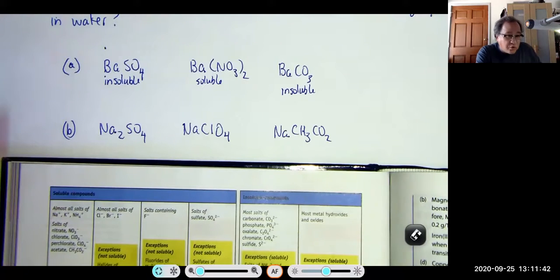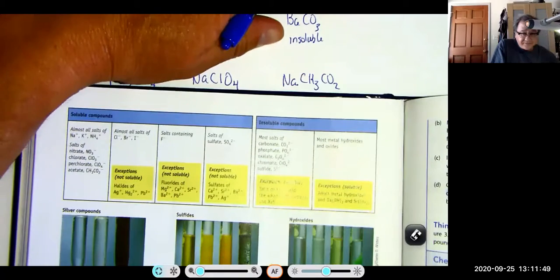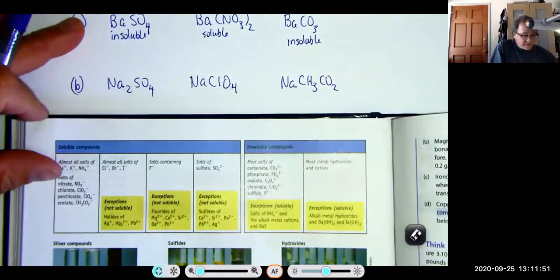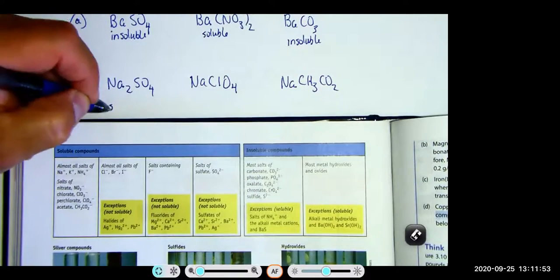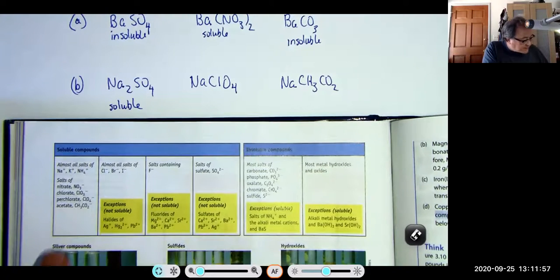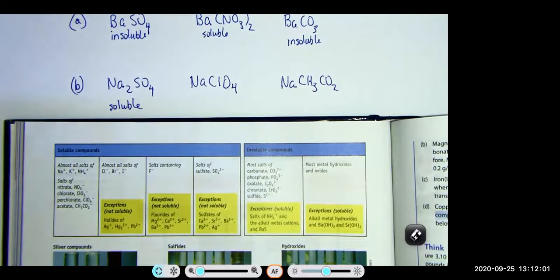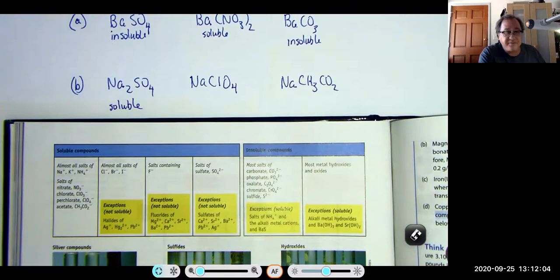Is there any rule here for sodium? What does it say about sodium compounds? It's soluble. It says it's the first one: almost all salts of sodium, potassium, and ammonium are soluble. You should just memorize this list. That way, if you see one of those in here, you're just going to say soluble.